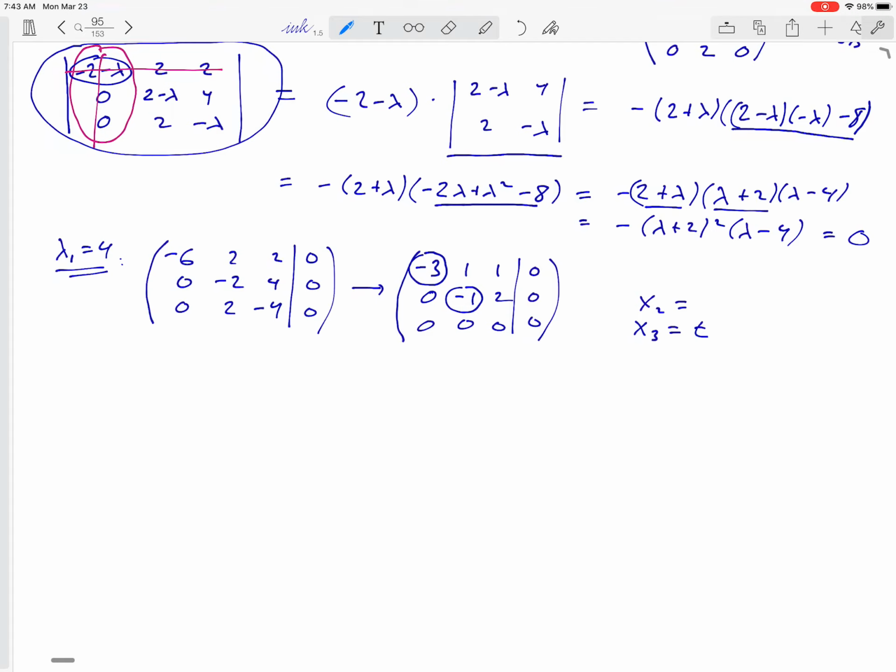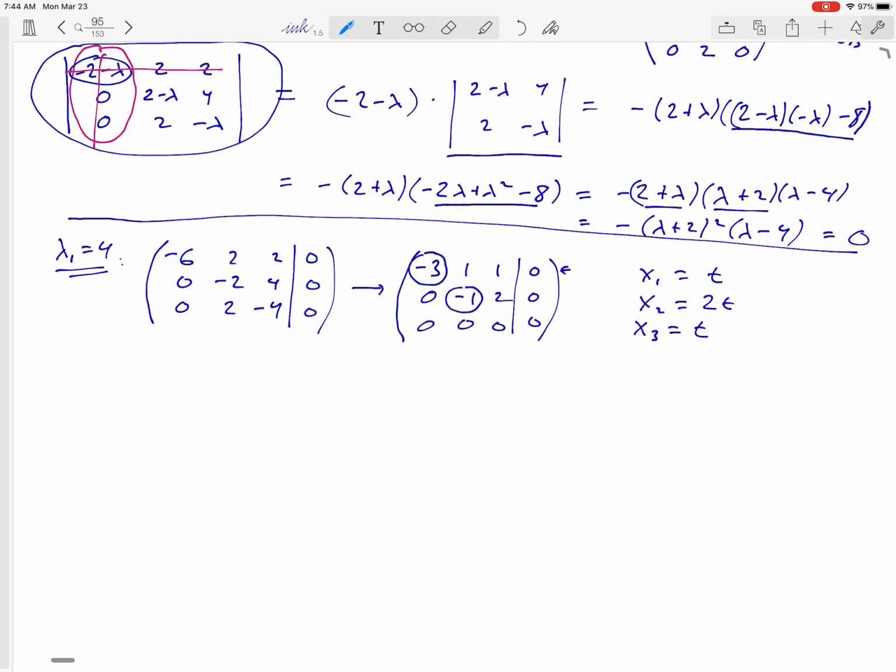Okay, so you can look at the second equation and see that x2 is going to actually be 2 times x3, which would be 2t. And you could go back to the first equation and solve for x1. That's going to take a little algebra. You'll probably have to write this out yourself, but x1 should turn out to be t when you do that.